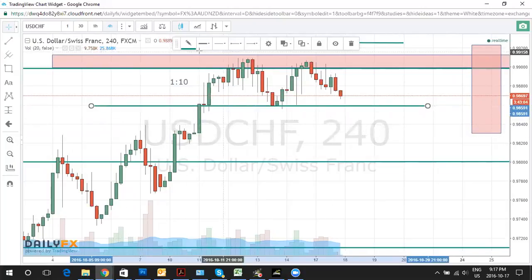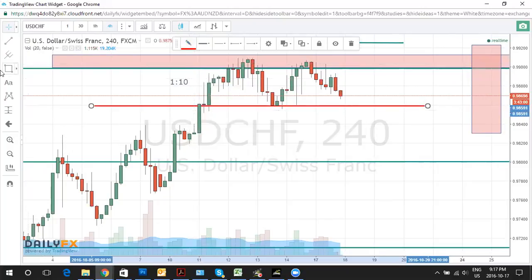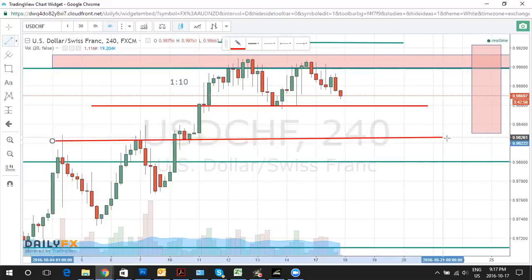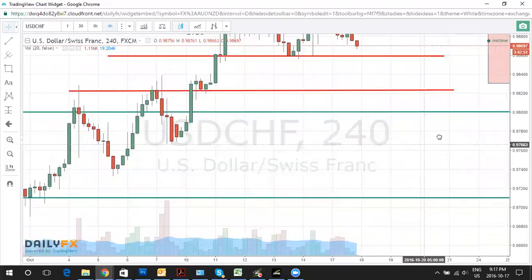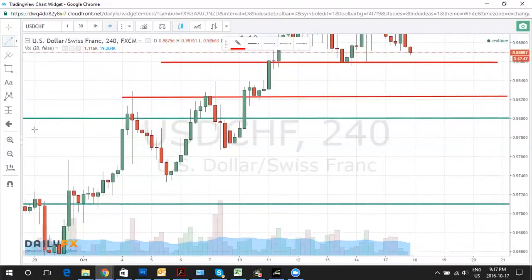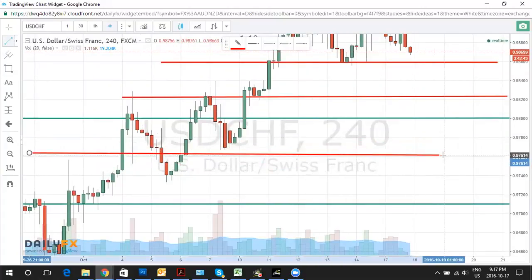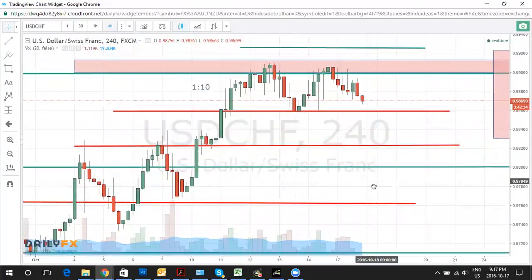Let's give this another color. Actually, I'm going to give this a red color. The next support zone I see is over here. Okay. And the next one I see would be around over here. Over here, right? Because you see this wick over here, you see this dip over here.